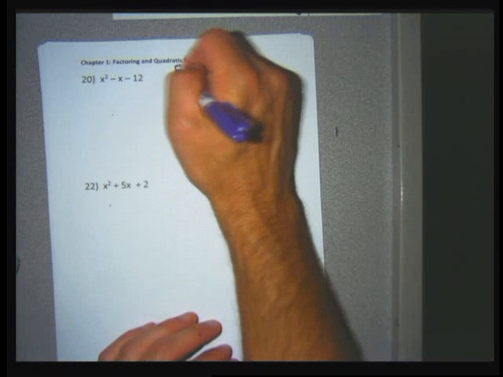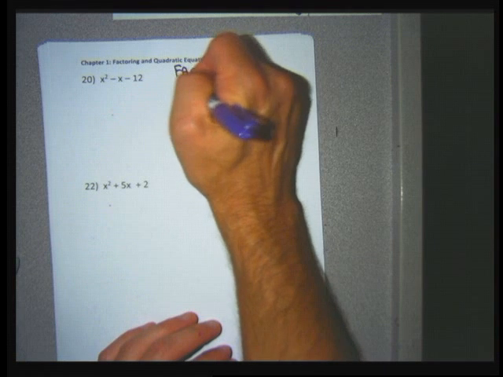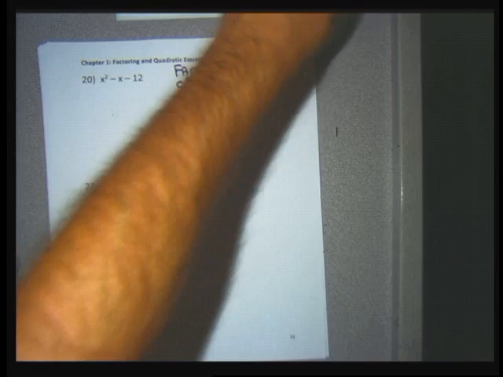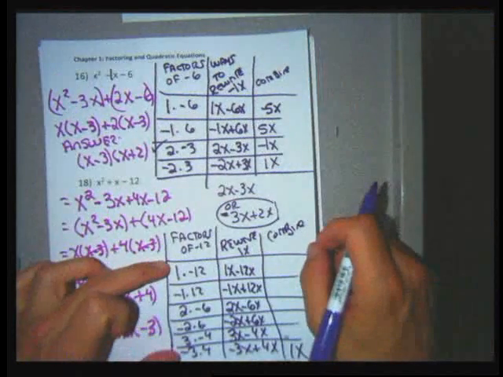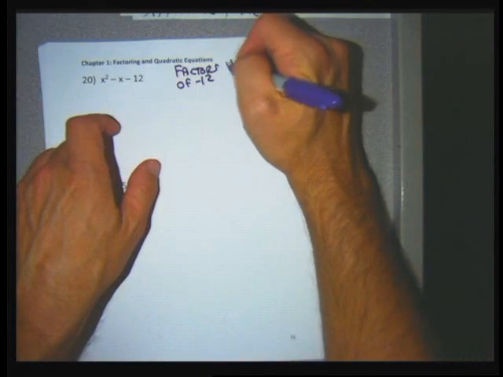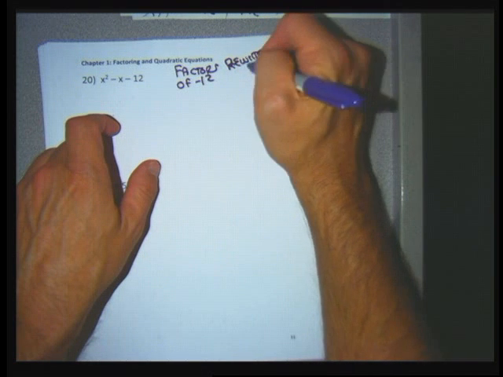When you have the same negative 12, we need to start getting more efficient. And when I look at my factors of negative 12, which were these, if I want to combine to get a negative 1x, the bigger of the factors has to have the negative.